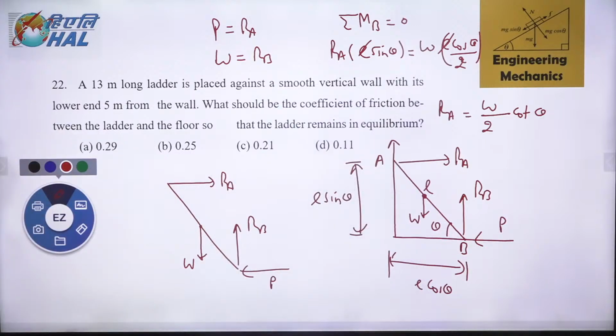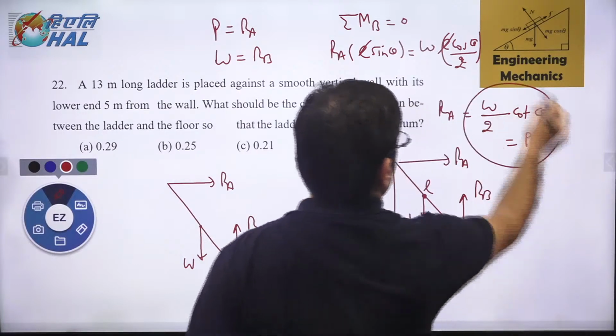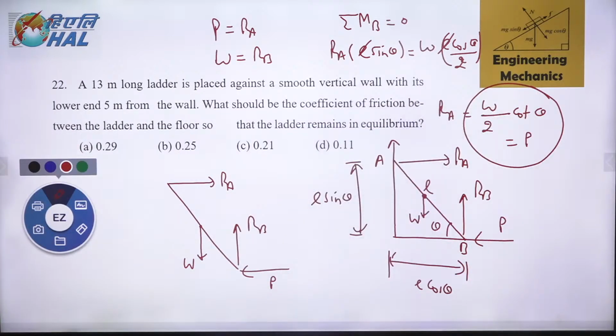Just check it out whether it is correct. W by 2 into cot theta. And we want to find out P, which is equal to this value. So W by 2 cot theta. So these two questions from ladder, W cot theta by 2.